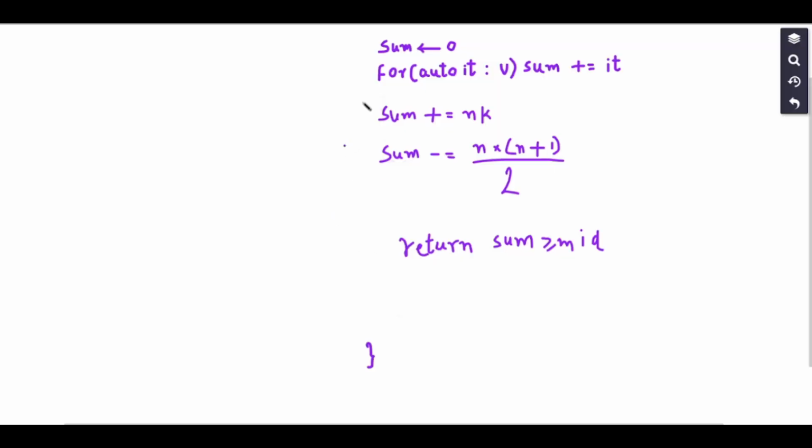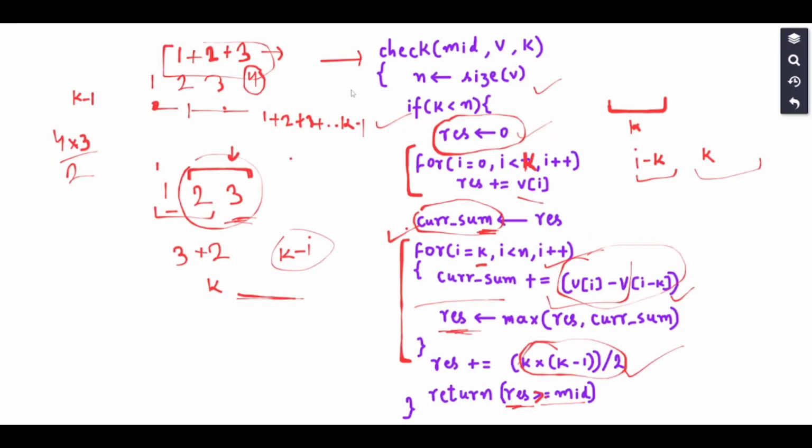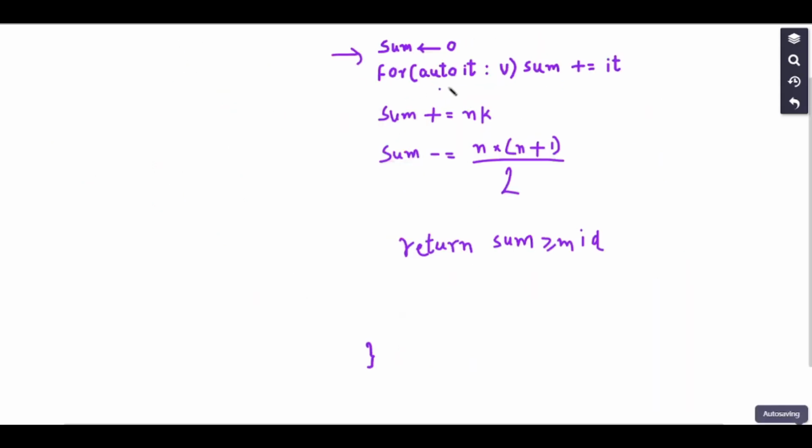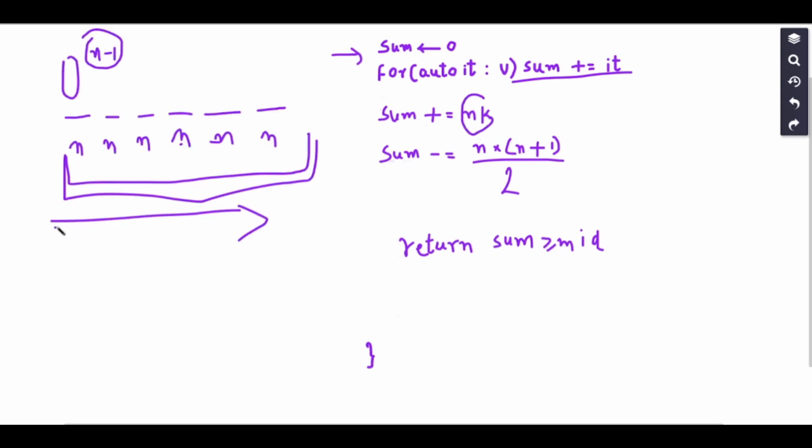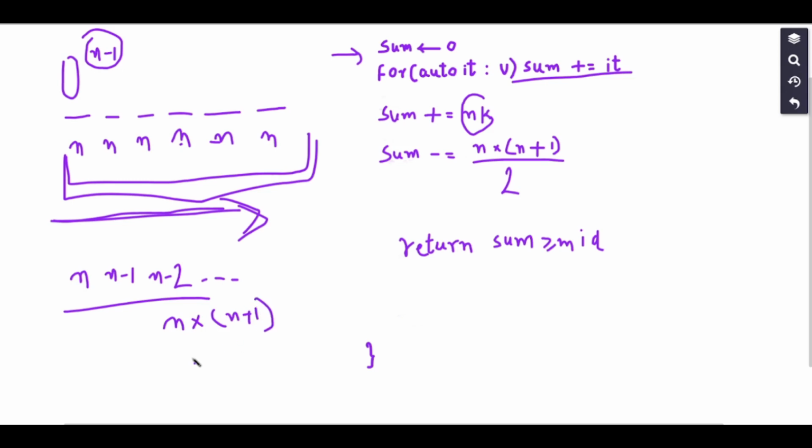So let's handle the second case. The second case is when k is greater than n. In that case, add up all the elements in the array. Now for k moves, while I move from left to right, I would have n mushrooms at the end. I would have n mushrooms, n minus 1 mushrooms here, n minus 2 mushrooms here, and so on, which I would not be able to eat. The sum of these mushrooms is nothing but n multiplied by n plus 1 divided by 2.